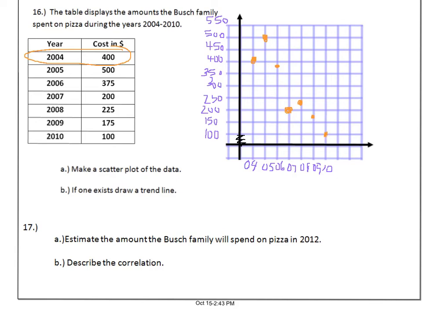So that's part A. I've made a scatter plot of the data. Then part B says, if one exists, draw a trend line. Does it appear that my points here have some sort of trend to them? These points, do they have some sort of trend?